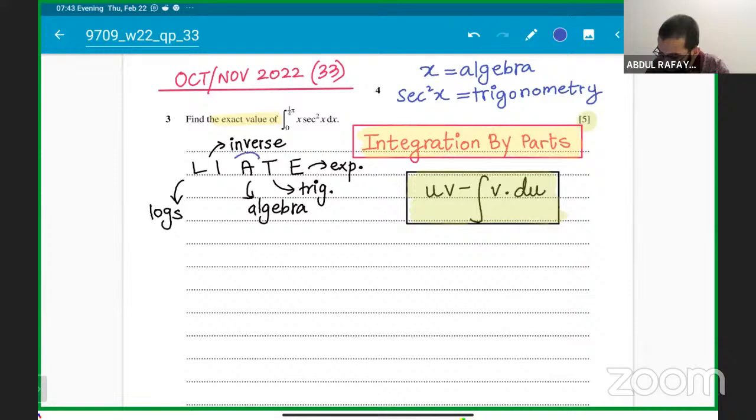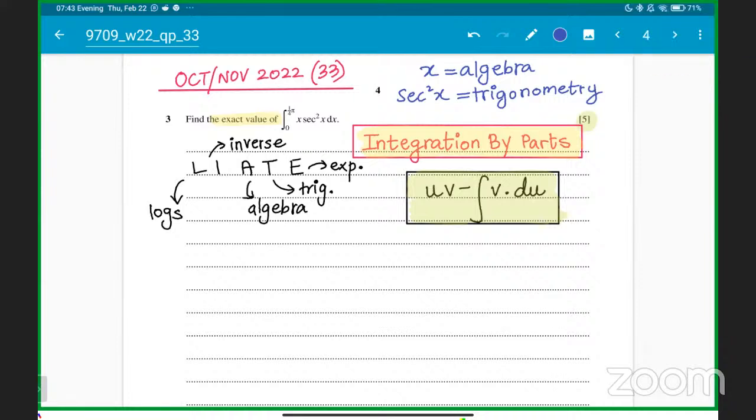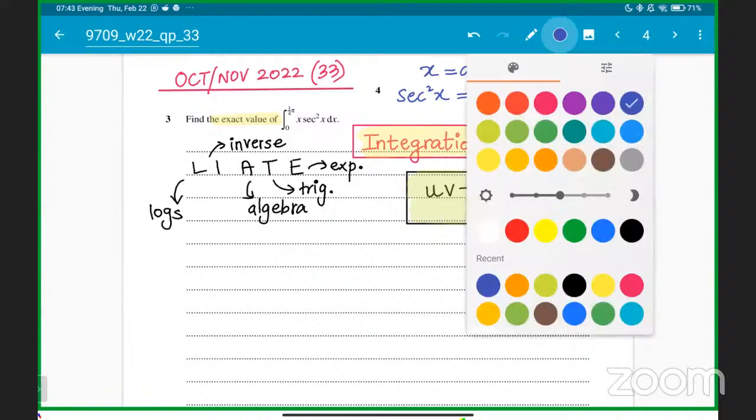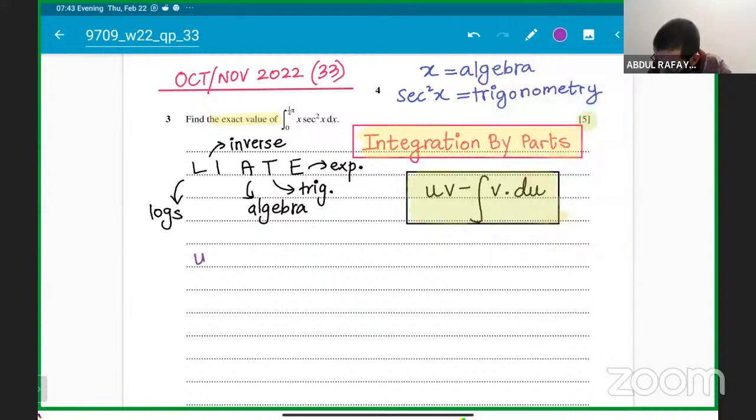So what is coming first? Algebra is coming first because A comes first and trigonometry is later. So u will be equal to x here, and you'll have to differentiate this.